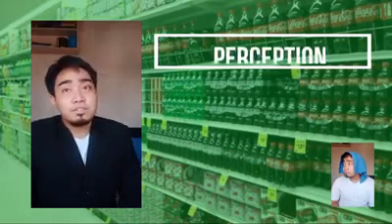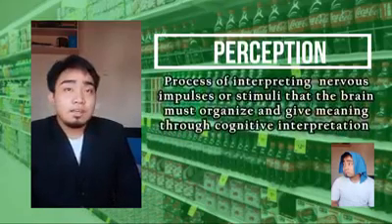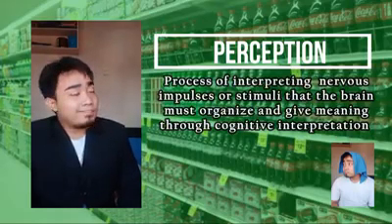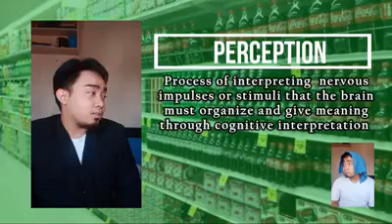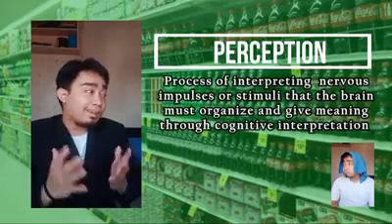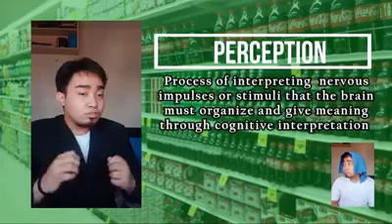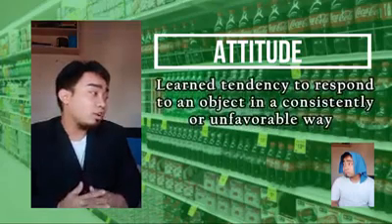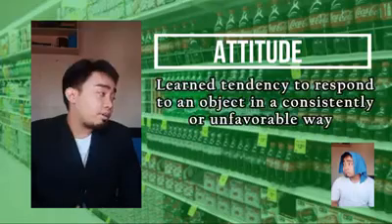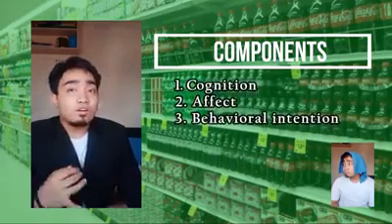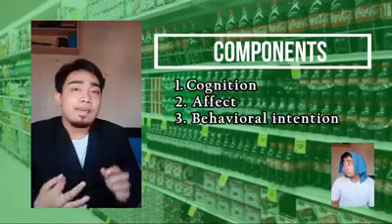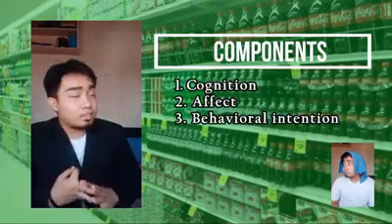Perception, it is the process of interpreting nervous impulses or stimuli received that the brain must organize and give meaning through cognitive interpretation. Kumbaga, ito yung nakikita ng isang tao sa isang bagay at binibigyan niya ng meaning kung ano yung interpretation niya doon. Attitude, it is the learned tendency to respond to an object in a consistently favorable or unfavorable way. It consists of 3 components which are the cognition, affect, and conation or behavioral intention.